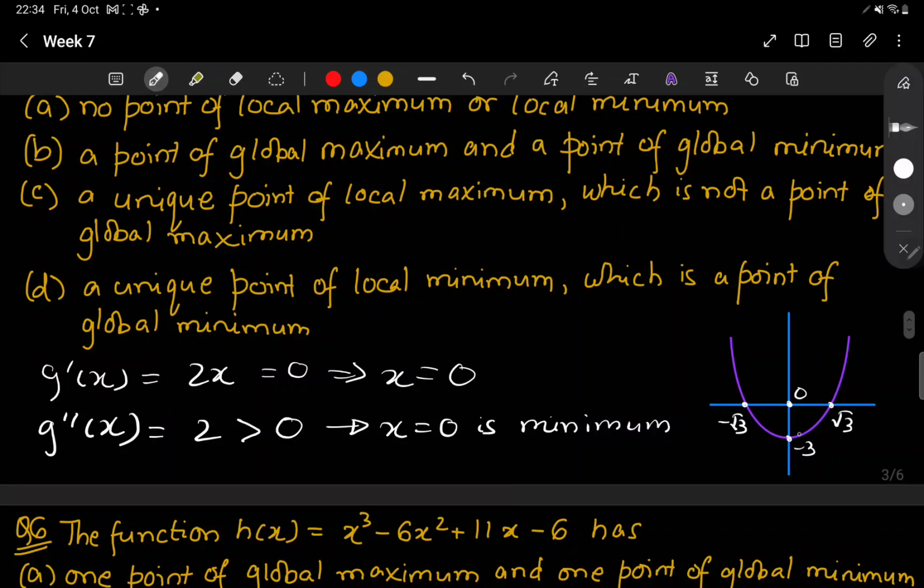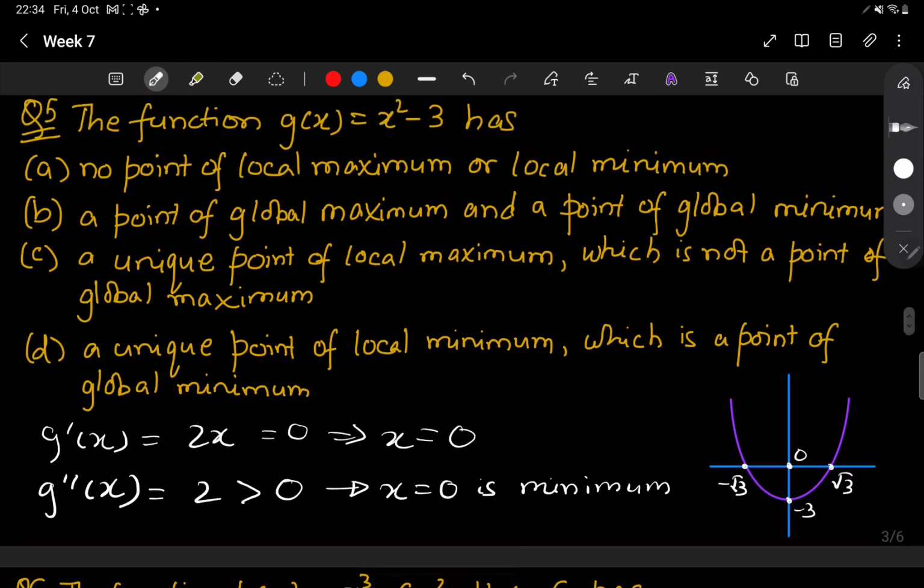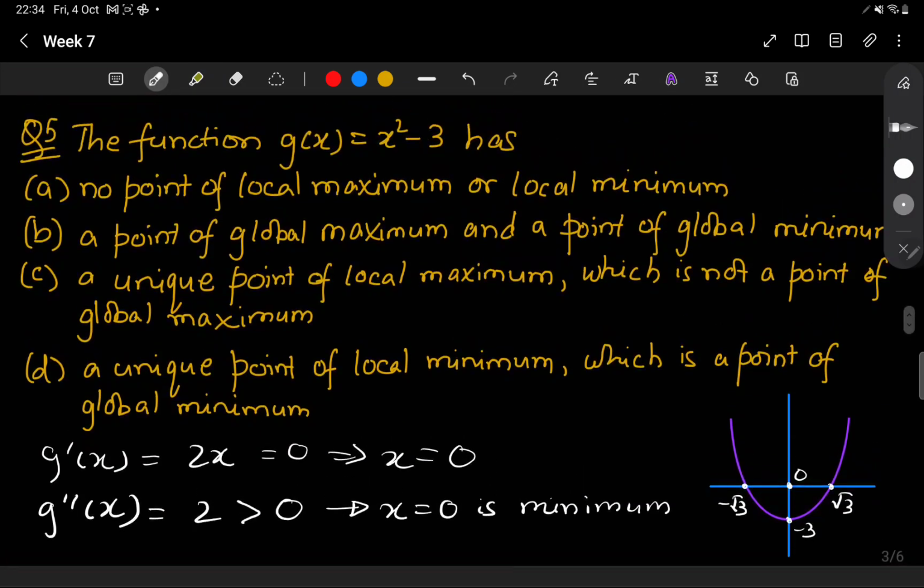So clearly you can see that this is a local minimum as well as a global minimum. So this function has a point of, oh sorry, not global maximum. There is no maximum because it just goes on to infinity on both ends, x going to plus infinity, x going to minus infinity. It just keeps on going to infinity. So it has a unique point of local minimum, which is also a point of global minimum. Option D is the correct option.